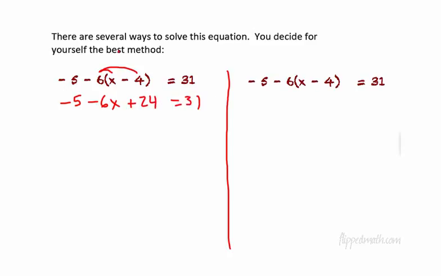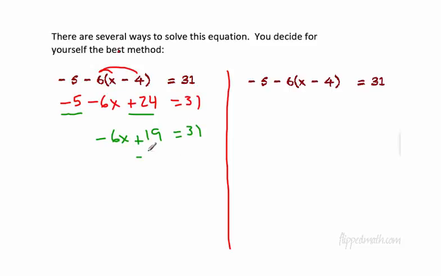Okay, now what? Now we have three terms on the left. There's got to be bells in your head going, hey, three terms? Let's put some of these together. Let's combine some. So the -5 and the 24 can combine. We're going to get -6x plus 19. This is the same as 24 minus 5, so you can do that right in your head. All that equals 31. So now what?